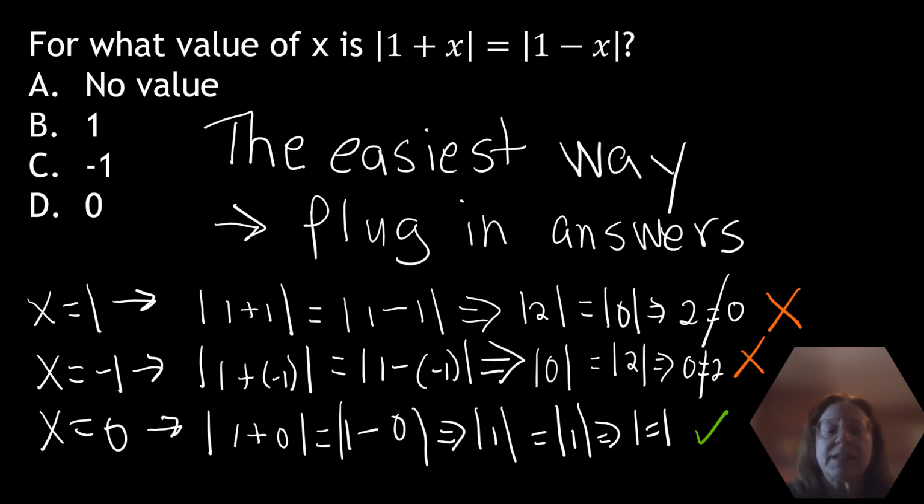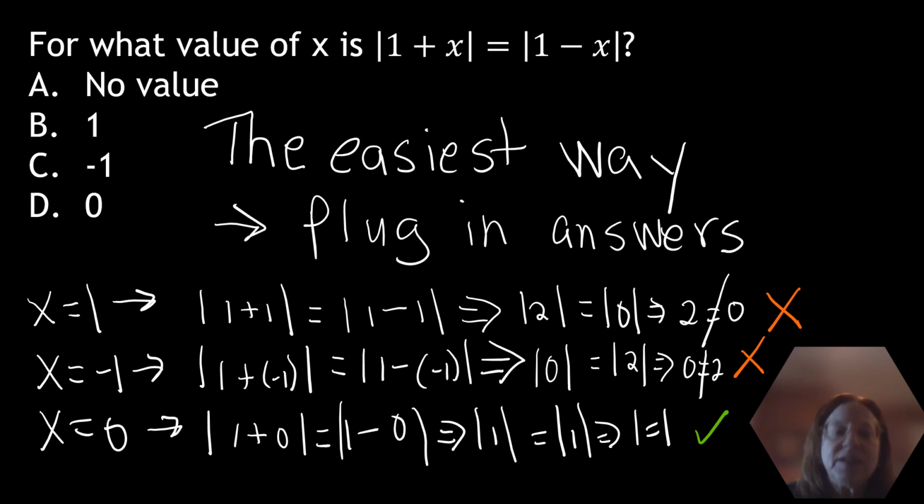Do the same thing with x equals negative 1. Plug that in for x, and we get the absolute value of 1 plus negative 1. Is that equal to the absolute value of 1 minus negative 1? And that implies that 0 is equal to 2, which it's not, so negative 1 doesn't work.